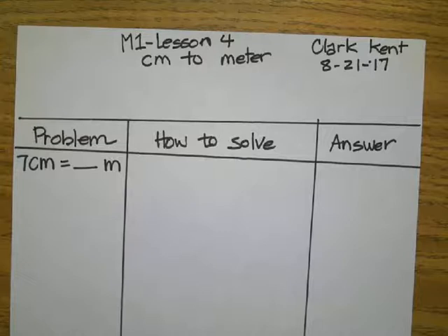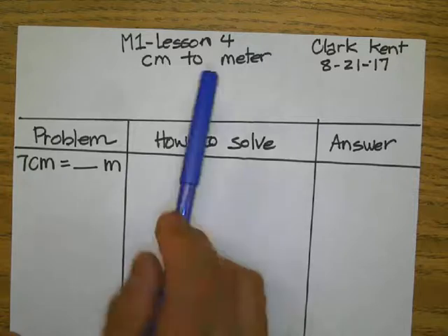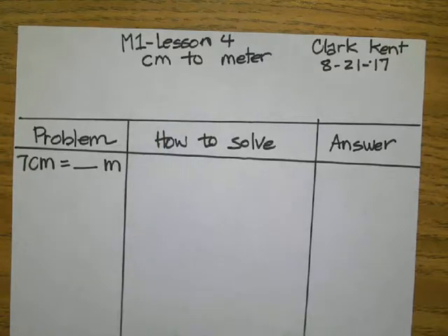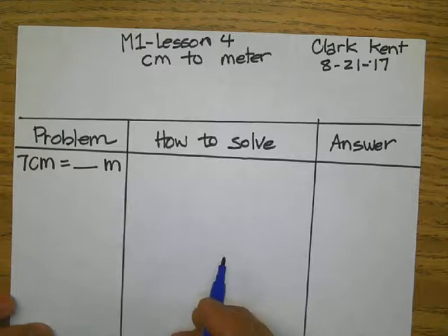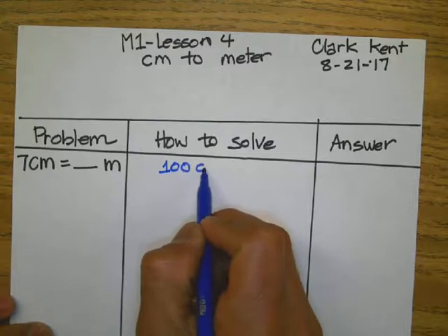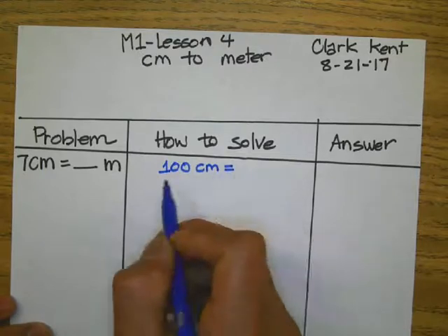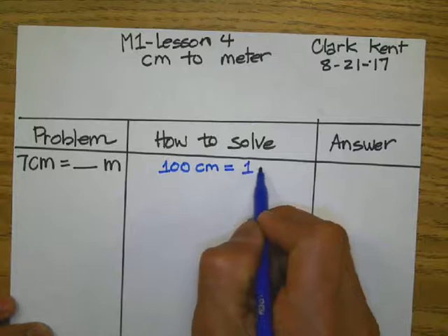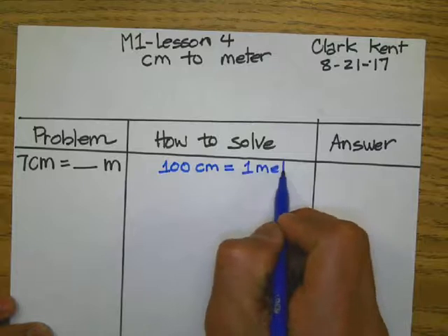We are going to do another procedural problem. So now we're going to convert centimeters to meters. And for centimeters to meters, one of the things you need to know right away is that for every meter there are 100 centimeters. So that's something that should be common knowledge now.